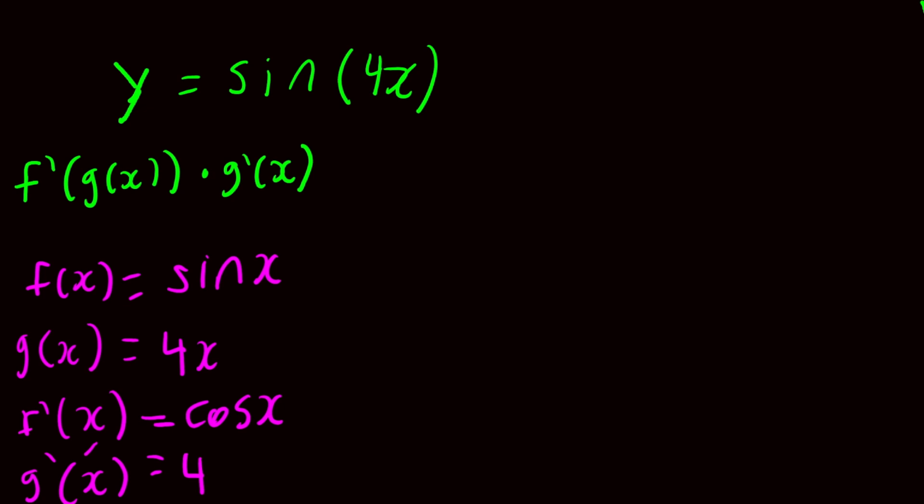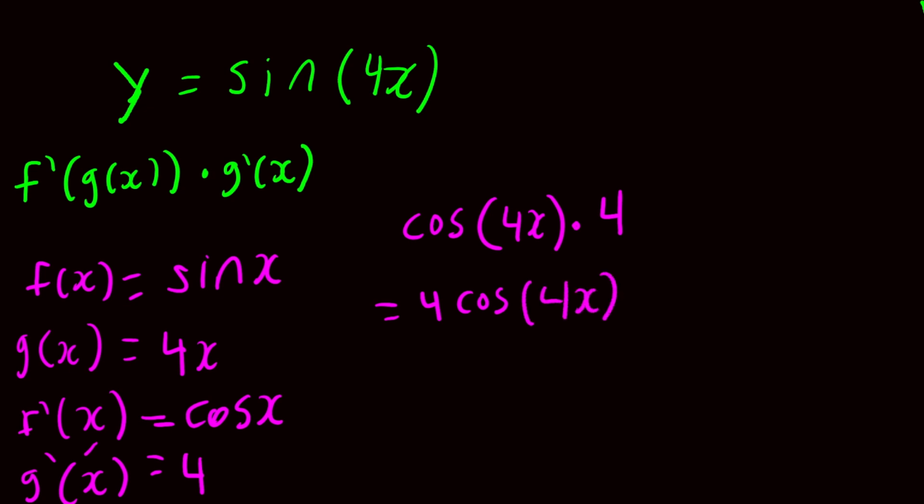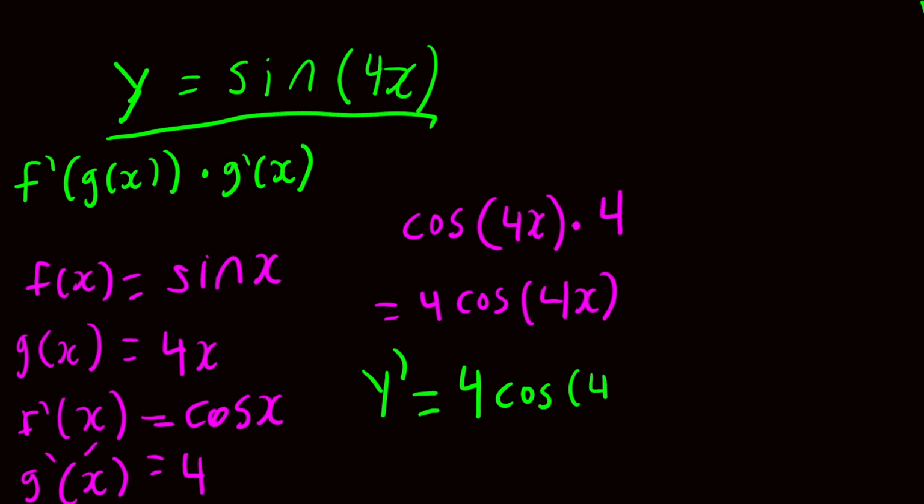So now, again, simple. We just plug it into our recipe. f prime, so cosine of g of x, which is 4x, times g prime of x, which is 4. So our answer is 4 cosine of 4x. So that means y prime, the derivative of this function up here, is equal to 4 cosine 4x.